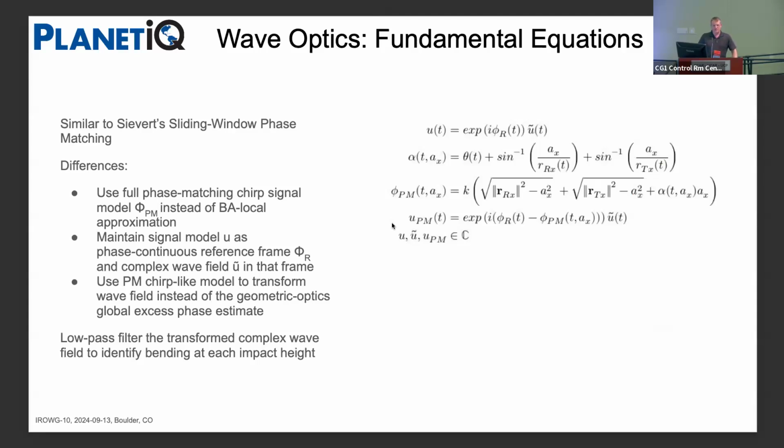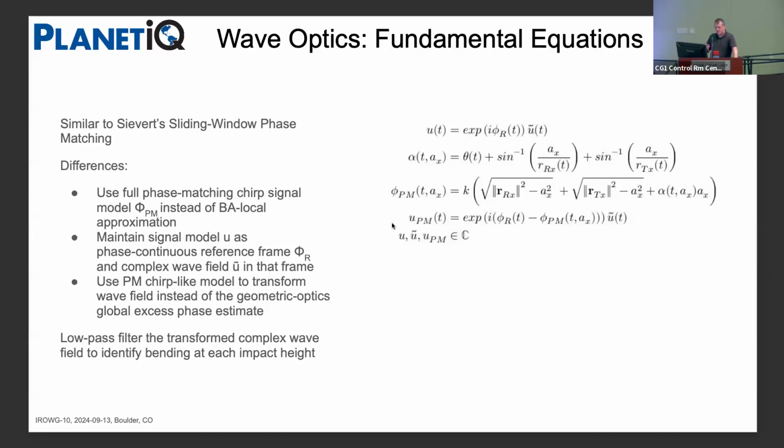Now for wave optics, we've implemented a method that is similar to Sievert's sliding window phase matching with a couple of key differences. The first difference is that we are using the full phase matching chirp signal when down converting the received signal down to lines of constant impact height, instead of using a kind of bending angle local approximation. Sievert described a method where you calculate a local derivative to the phase matching model and use just that local derivative for down conversion. In our case, we're using the full phase matching model.